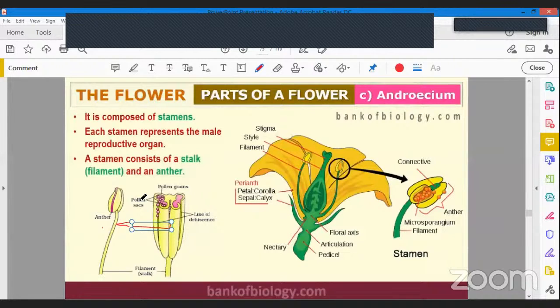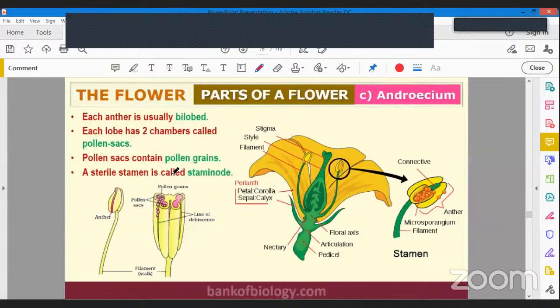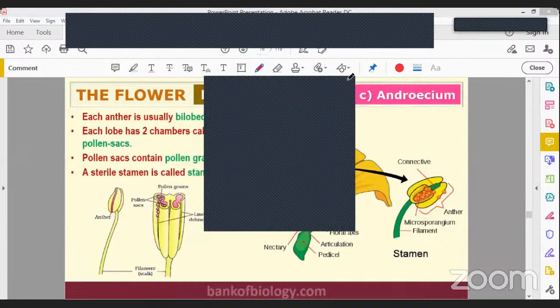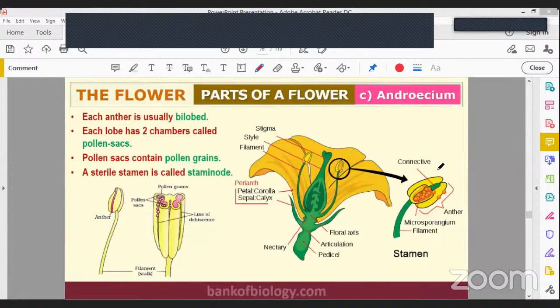Then, so next we go to the next part. So anther is usually bilobed. So what do you mean by bilobed? It has two lobes. Each lobe has two chambers, okay, which have pollen sacs. The pollen sacs will contain pollen grains. A sterile stamen is called a staminode, which is seen in unisexual flowers.